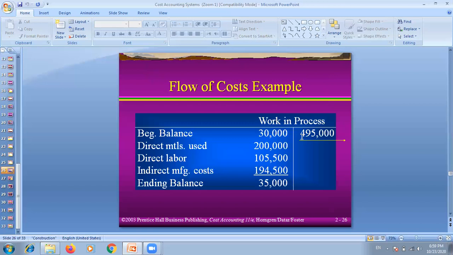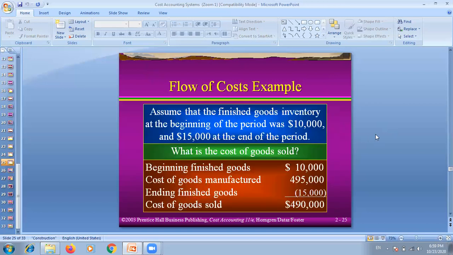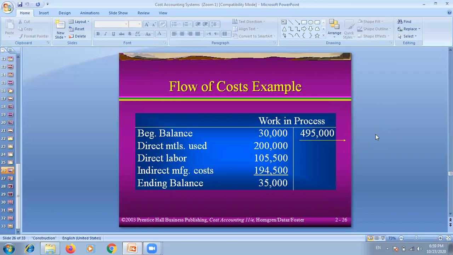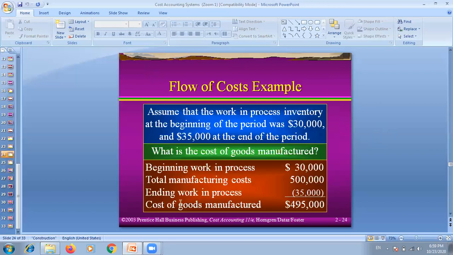It gives 495,000. That is the completed units. The completed units appeared here, 495, the completed cost of goods manufactured.